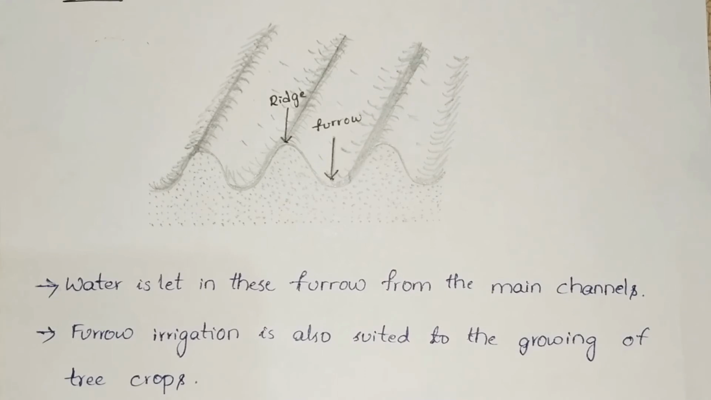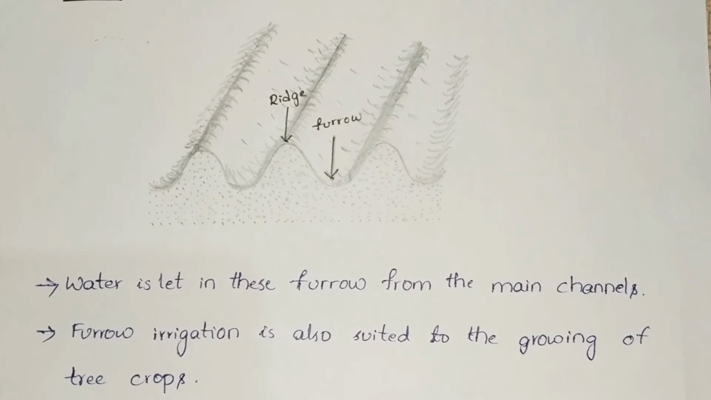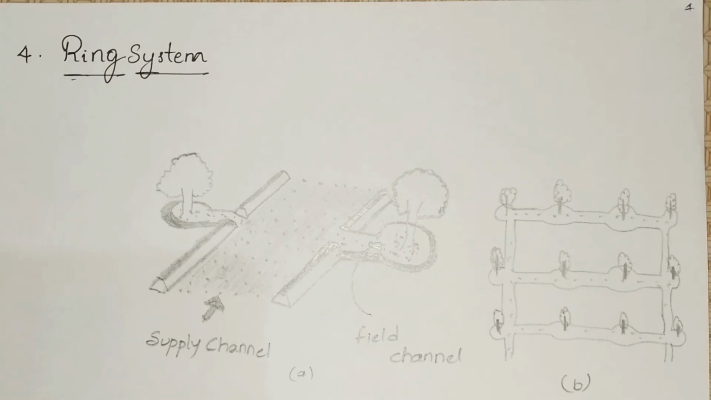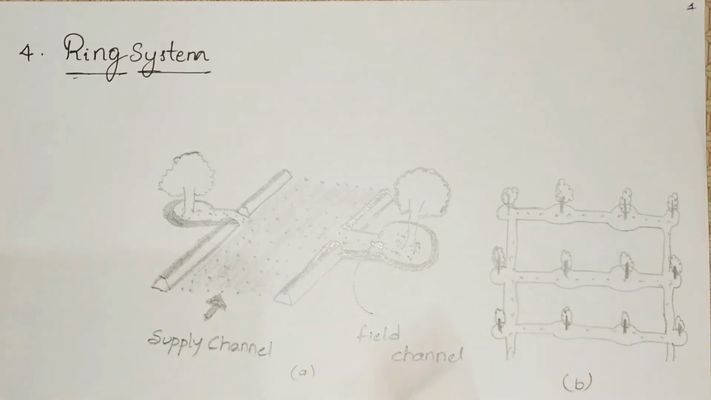Next, fourth subclass of surface irrigation is ring system. What is ring system? In this system, a ring is formed close and around the tree and water is let into the basin. This is the method recommended for citrus trees, thereby reducing the chance of collar root to which these trees are often susceptible.